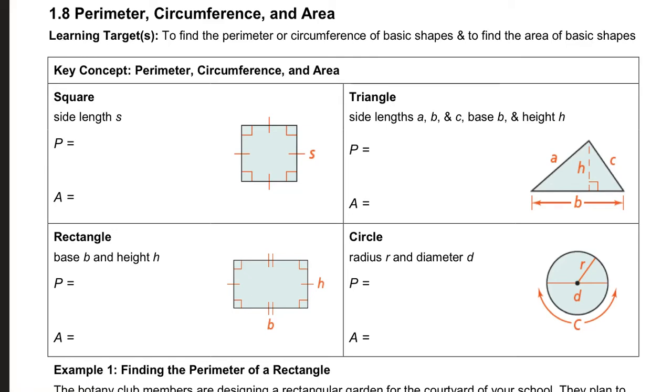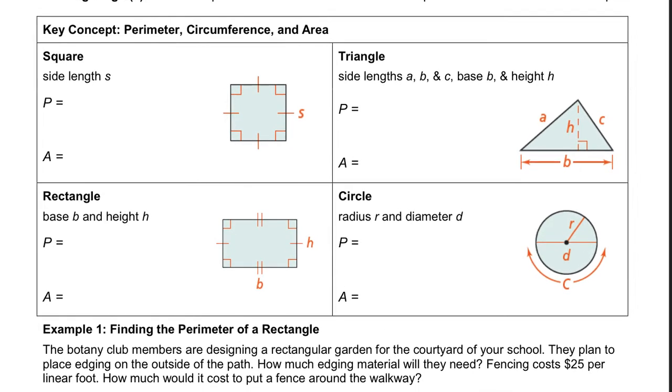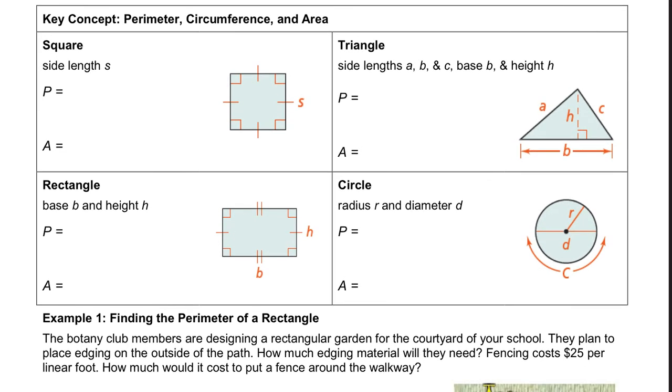Okay, so we've gotten to the end of chapter 1, and this last lesson is just more of a general knowledge lesson on some formulas. So it's understanding perimeter, circumference, and area. We're going to find the perimeter or circumference of shapes, which means the distance around a shape, and then to find the area of basic shapes, which is the two-dimensional space that a shape takes up. The four most basic types of shapes we're going to look at are squares, triangles, rectangles, and circles.